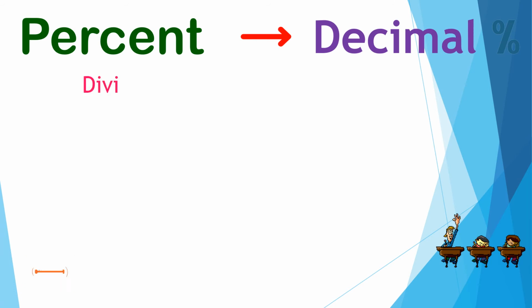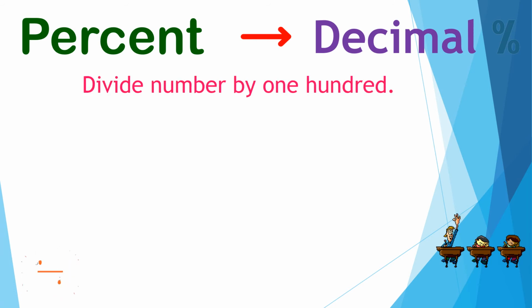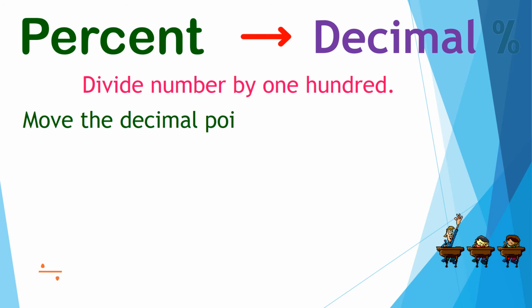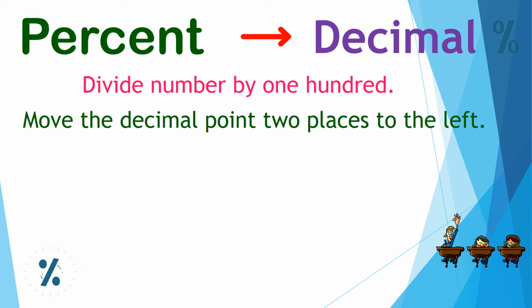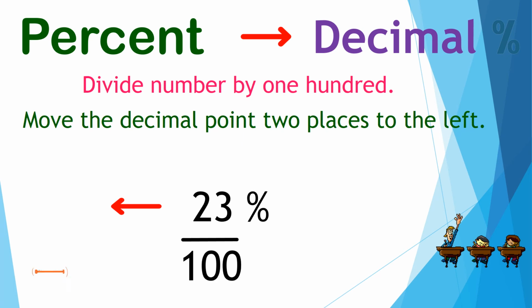All we need to do is divide the number by 100 or just move the decimal point 2 places to the left. This way. See this example. 23%. Divide the number by 100, or the easiest thing to do is just move the decimal point 2 places to the left. But where can you find the decimal points?